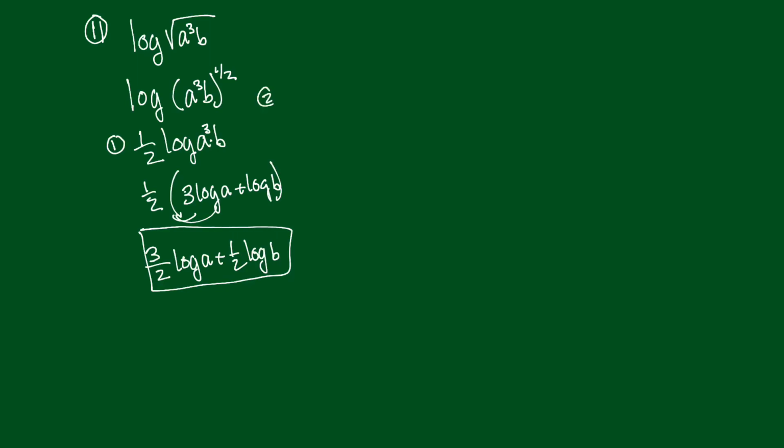Here's a second approach. I could distribute this exponent. Here's what I've got. I've got the log of a cubed b to the 1/2. Now I can distribute that exponent in just by multiplying, right? When you raise a power to a power, you multiply the exponent. So I get the log of a to the 3/2, b to the 1/2, and now bring the 3/2 and the 1/2 down as multipliers and write multiplications, change it to addition. 3/2 log a plus 1/2 log b.